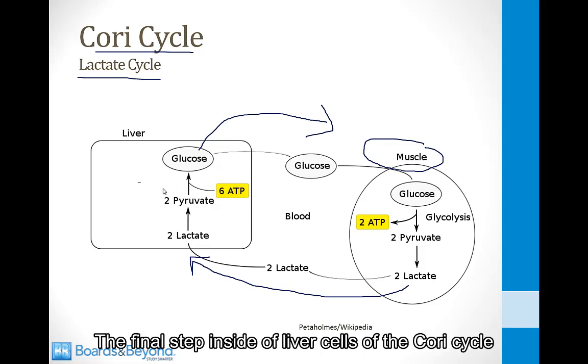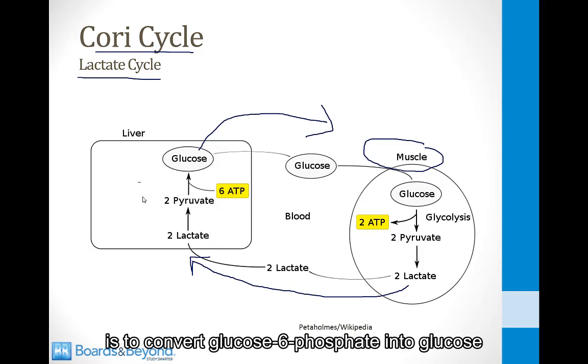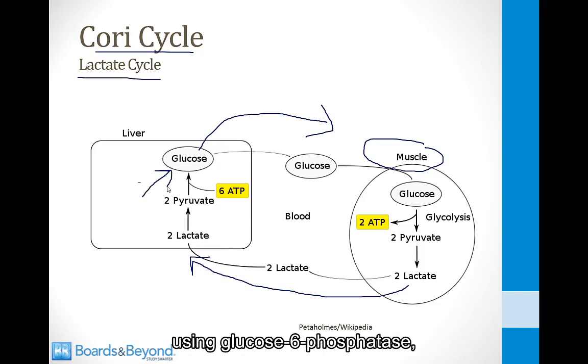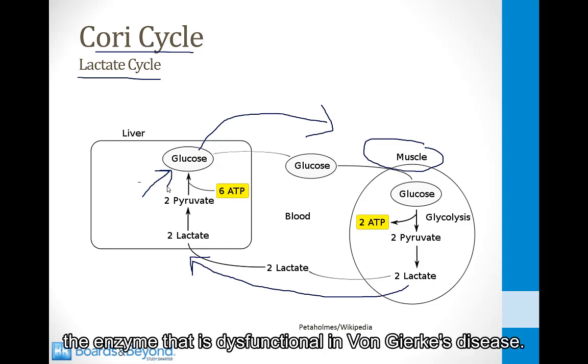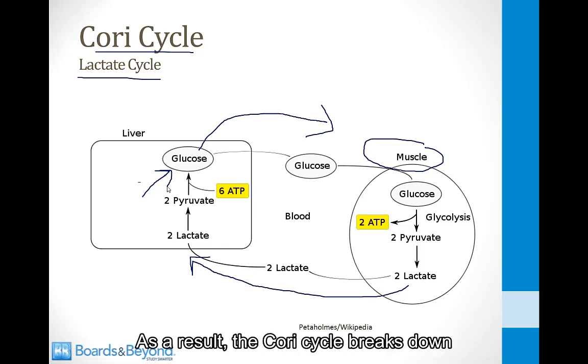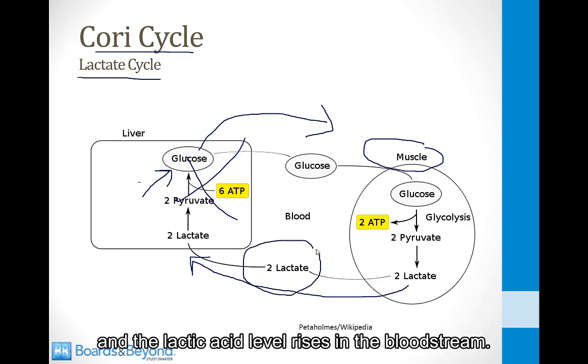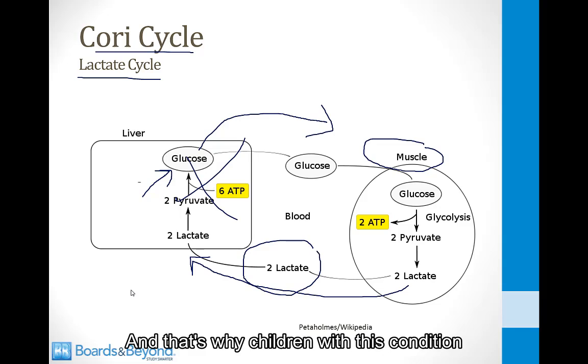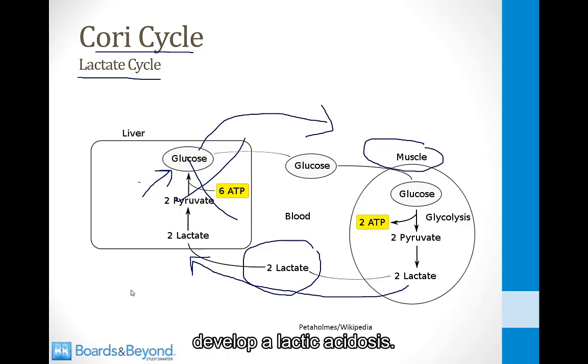The final step inside of liver cells of the Cori cycle is to convert glucose 6-phosphate into glucose using glucose 6-phosphatase, the enzyme that is dysfunctional in von Gierke's disease. As a result, the Cori cycle breaks down and the lactic acid level rises in the bloodstream, and that's why children with this condition develop a lactic acidosis.